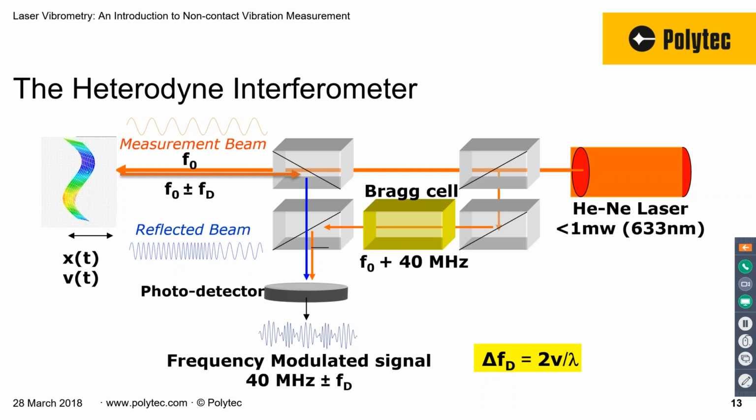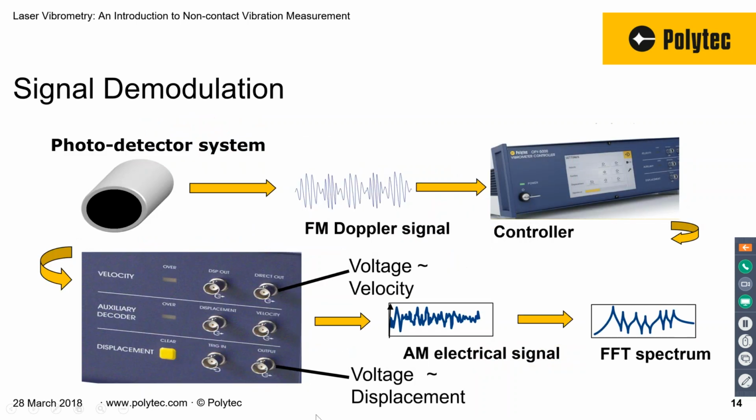In this case, though, because we're introducing a frequency shift, what we see is a frequency shift. So we have a signal on the photodetector that's, in the case of a 40 megahertz Bragg cell, a 40 megahertz signal plus or minus FD, where FD is the frequency shift introduced by the vibration. So again, if we can measure this frequency shift, we can calculate V, which is the vibration velocity amplitude. And we do this with a very sophisticated FM decoding system.